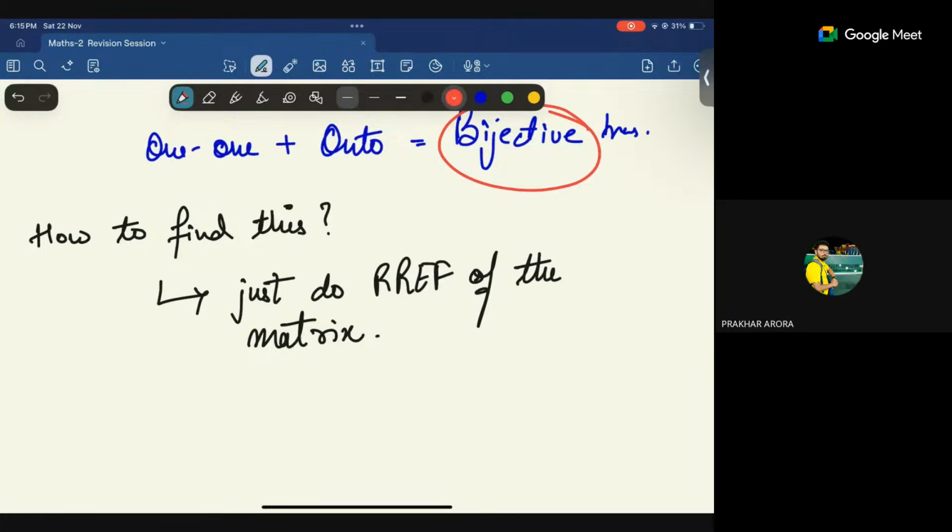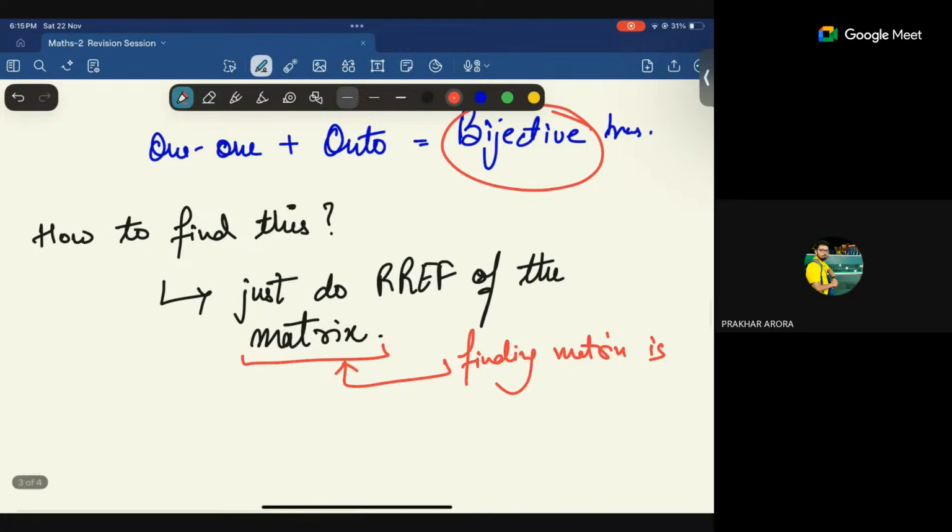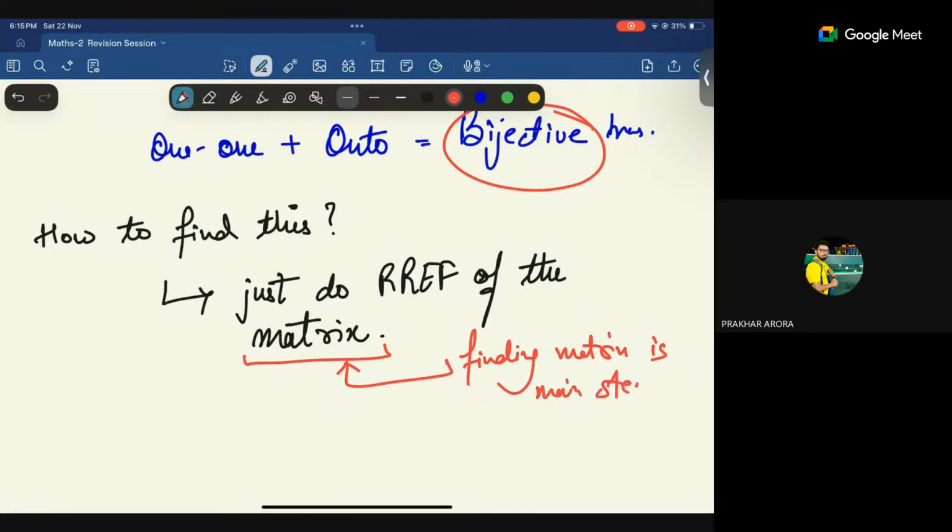Since this is so simple, the question often becomes difficult when the matrix is not given. Usually you will not be given the matrix, because when the matrix is given, the question is hardly a 30-second question, or maybe even a 20-second question. So finding the matrix is the main step. And this is exactly my next question after this: how to find the matrix of a transformation.